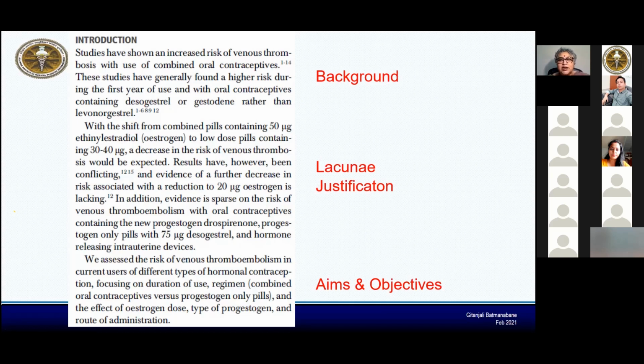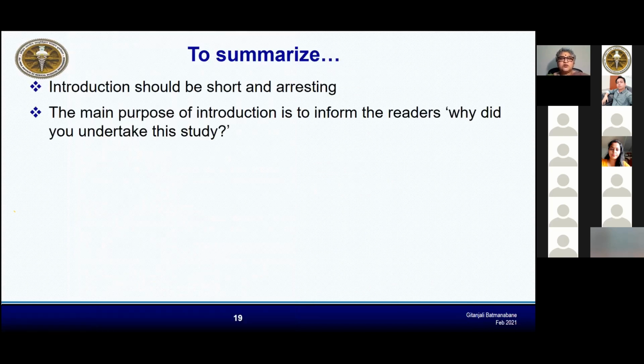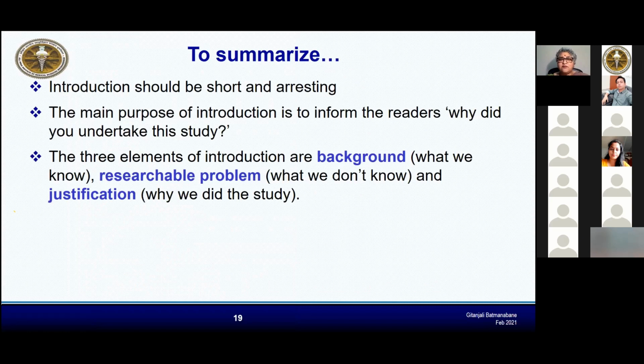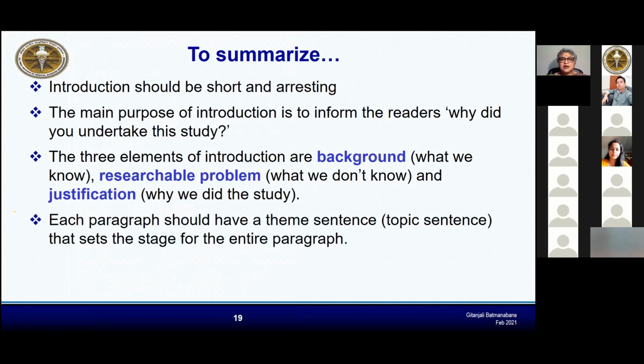So all the time you will see an introduction will have these three things. In a thesis, you are expected to have these three. Aims and objectives will go into a separate section. So to summarize, introduction should be short and arresting. Main purpose is to inform readers why you undertook the study, as Sir Bradford Hill has already told us. And the three elements are background, a researchable problem or the gaps, and justification. So what we know is the first element, what we don't know is the second element, and why we did the study is the third element.